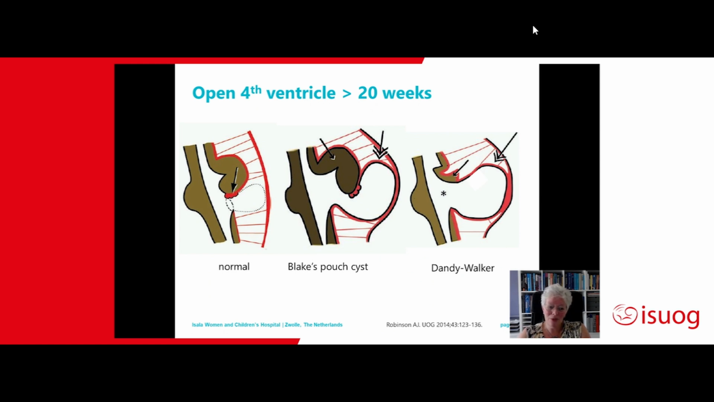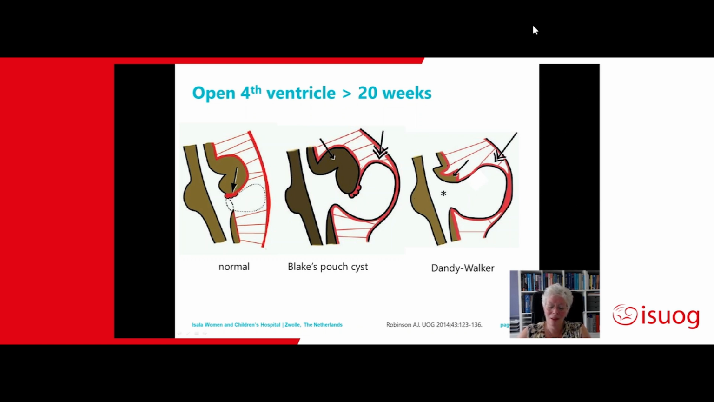We go back to the schematic drawings. Again, this is the normal situation. Here we have the Blake's pouch cyst, rotated upwards, but with a normal vermis. And here the cyst-like structure, which is pushing the vermis upwards. And there we have the Dandy-Walker malformation. And with the Dandy-Walker malformation, you can see that you have an abnormal vermis. Also, it is a cyst-like structure and an abnormal position of your choroid plexus.